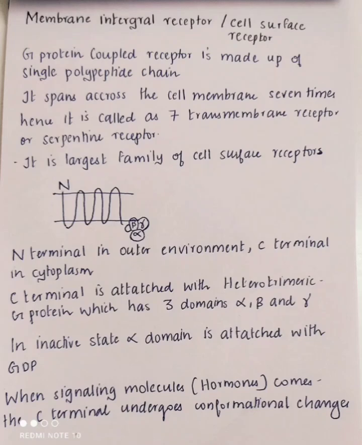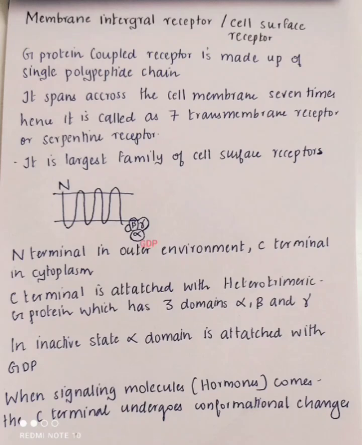The C terminal, which is in the cytoplasm, is attached to a heterotrimeric G protein, which has 3 domains: alpha, beta, and gamma. In the inactive state, the alpha domain is attached with GDP.